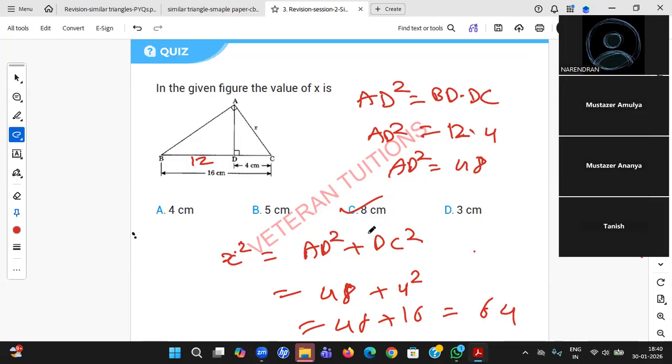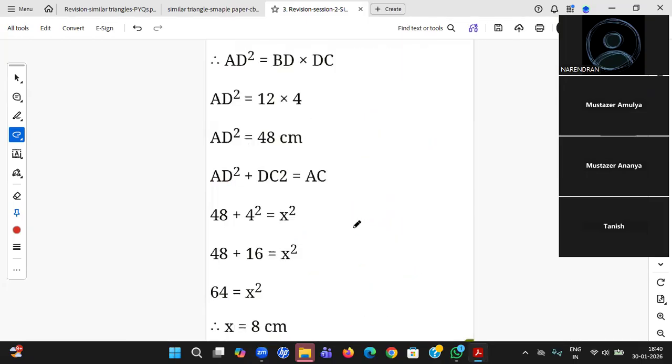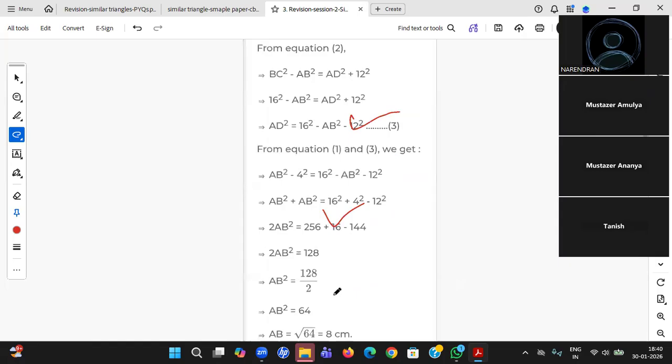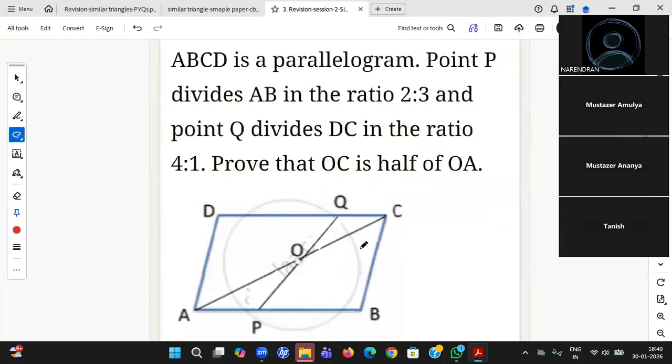Okay, students. So that's a shortcut you can use for that. You can use only the Pythagoras theorem to find that answer. There's no requirement of similarity also.